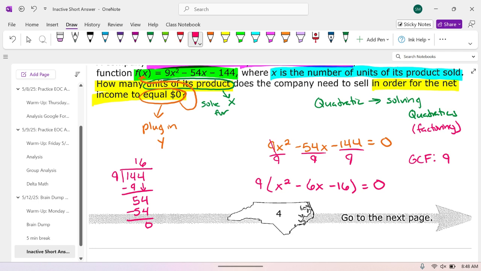Now, remember, when we solve by factoring, if we have a numerical GCF, it no longer matters because we'd end up dividing it out anyway. So you can cross it out.